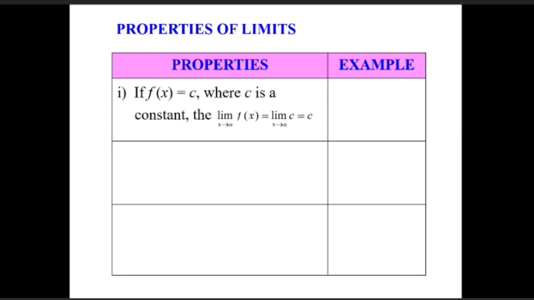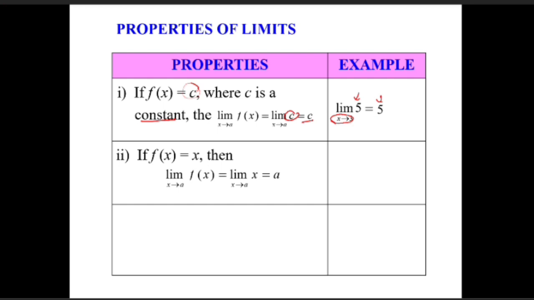There are quite a few. The first one is, if f(x) is a constant c, then the limit is just that constant. Remember in the tutorials as well, I have explained this. Why is it constant? The value is the same as the function, because there's no x there. So where can we substitute the value of x? There's no x. That's why the value of the limit is just 5.